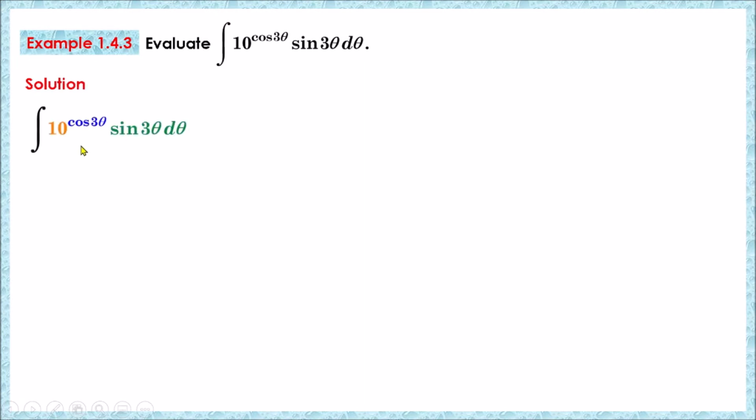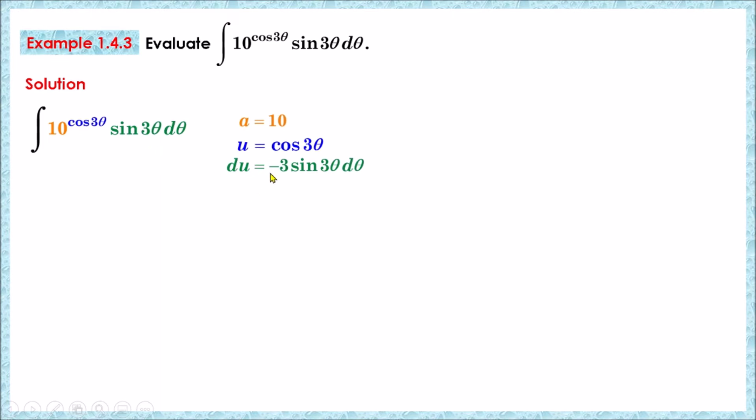Let us have another example. Evaluate the integral of 10 to the cosine 3 theta sine 3 theta d theta. Solution. Given the integral of 10 to the cosine 3 theta times sine 3 theta d theta, a here is equal to 10, u is equal to cosine 3 theta, du is equal to the derivative of cosine 3 theta, which is negative 3 sine 3 theta multiplied by d theta.